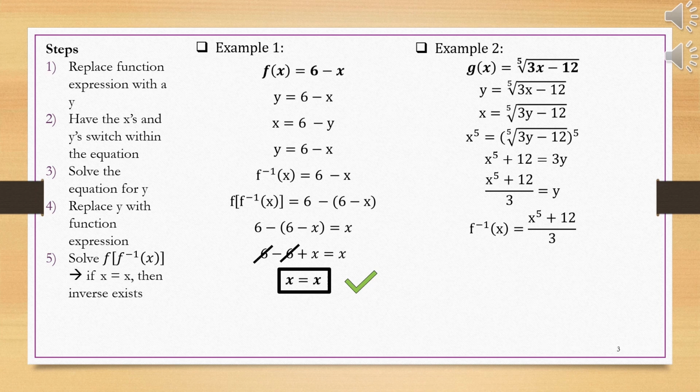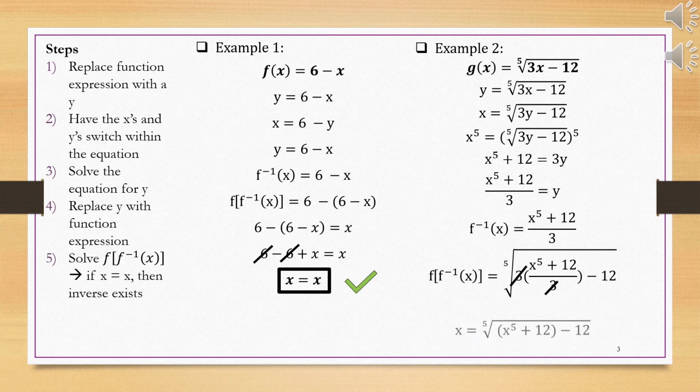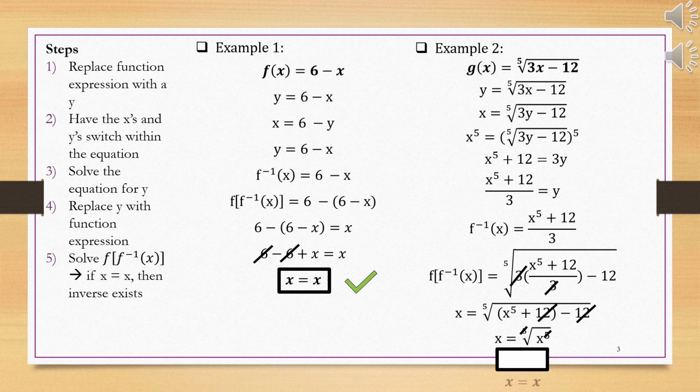Now, we apply the inverse into the function, plugging it in anywhere we see an x. Here, we see that 3 can be canceled out, which leads to x equals 5th root parentheses x to the 5 plus 12 close parentheses minus 12. We can see that the 12s can be canceled out as well, leaving us with just x equals 5th root x to the 5. When the 5th root and the exponent are canceled out, we see that x equals x, meaning that this example 2 also has an inverse function.